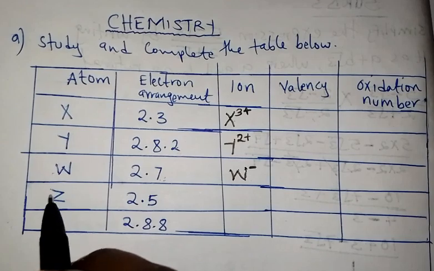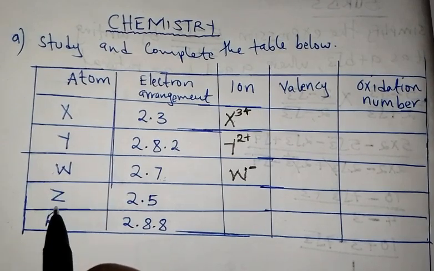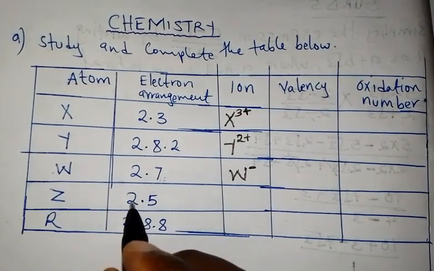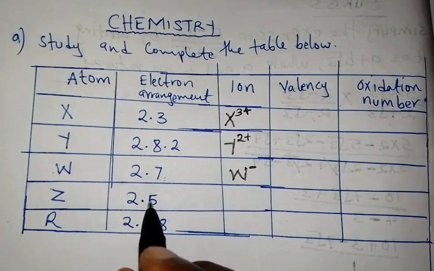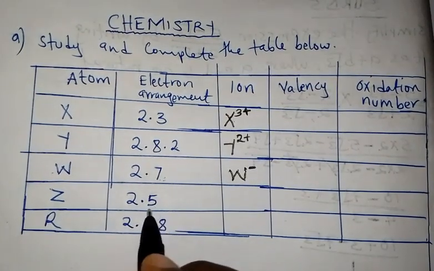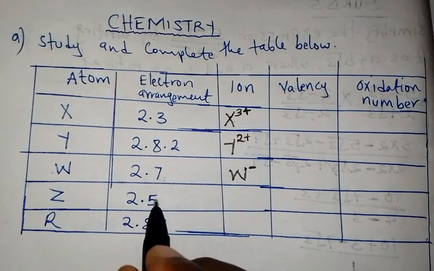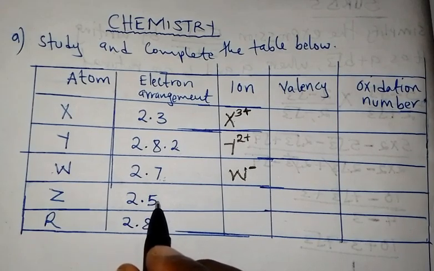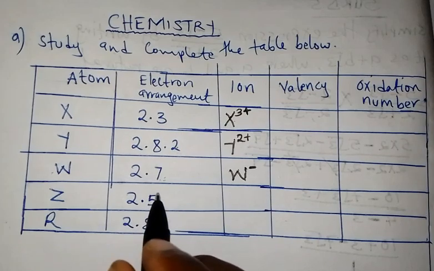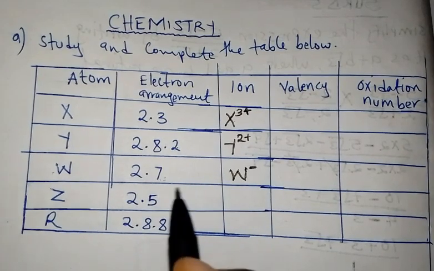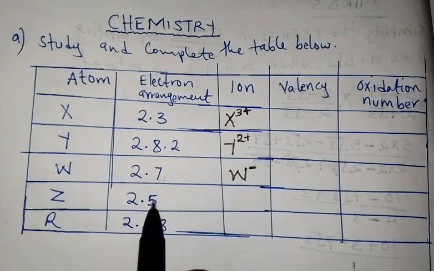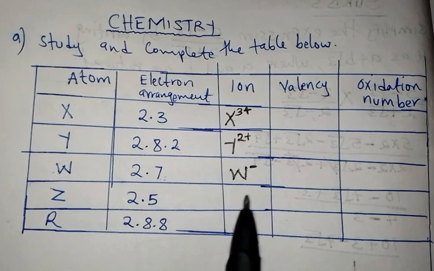Let us look at the other atom, that is the atom Z. The electron arrangement for the atom Z is 2:5. If you look at the second energy level, we have only 5 electrons. So for the second energy level to be fully filled up, it requires 3 electrons. So for the Z to form an ion, it requires to gain 3 electrons.